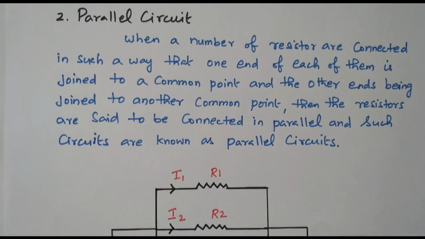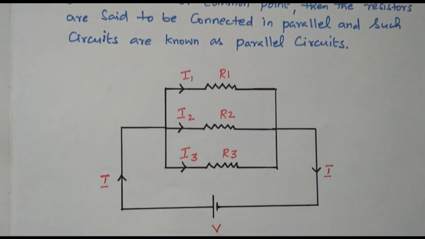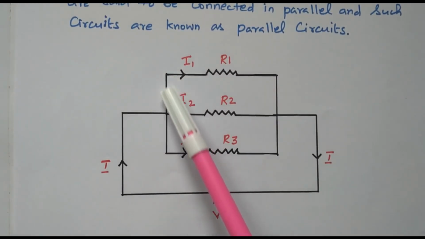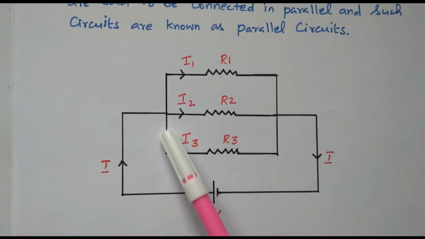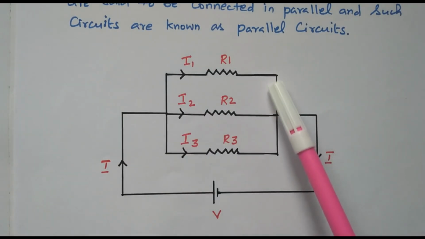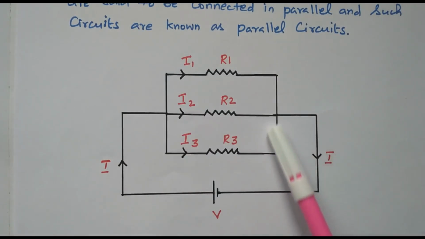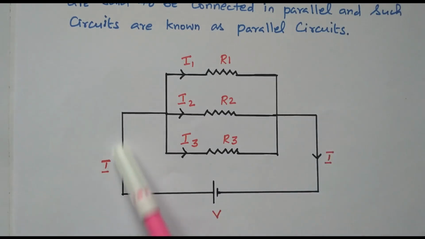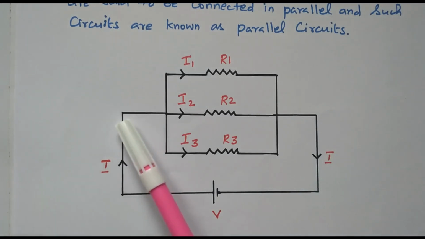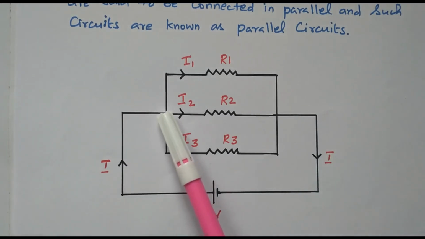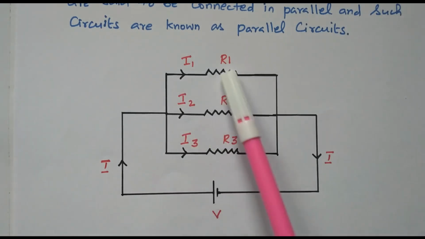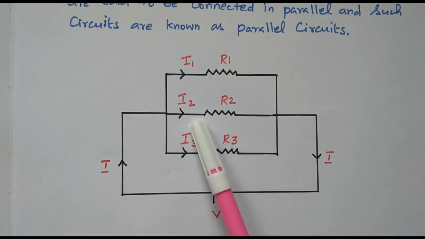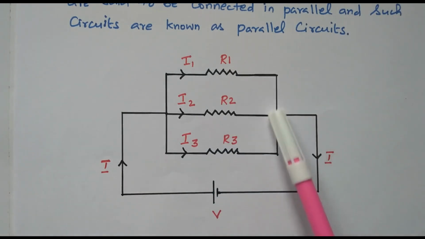Now we'll see the diagram. See, one end of all resistors are connected to one common point. The other end of all resistors are connected to another common point. Then it is given to the supply. So when the supply is given, the current is flowing. At one of the common points, the current is divided into I1, I2, I3 based on the R value. Again at this point the current will be combined, and the total current will return to the supply.